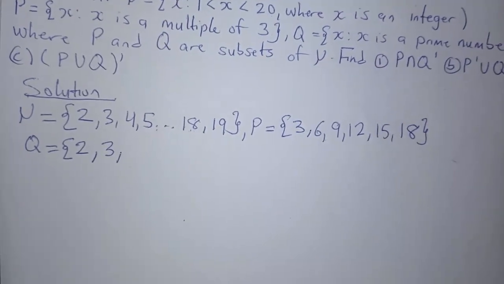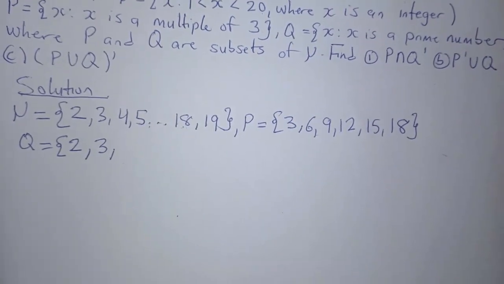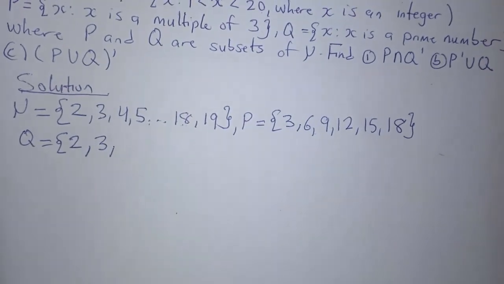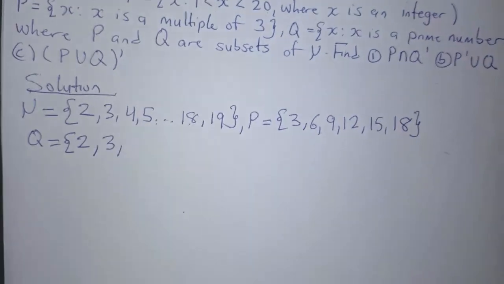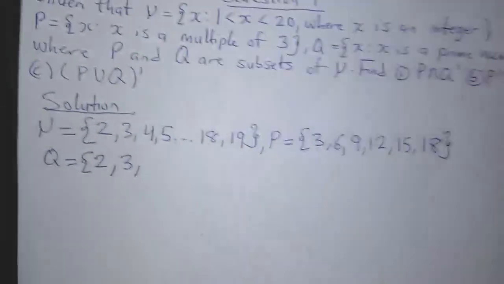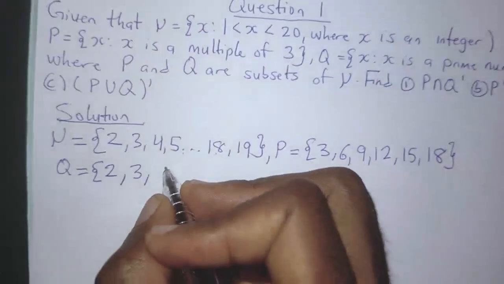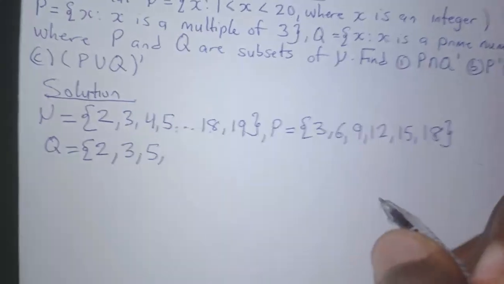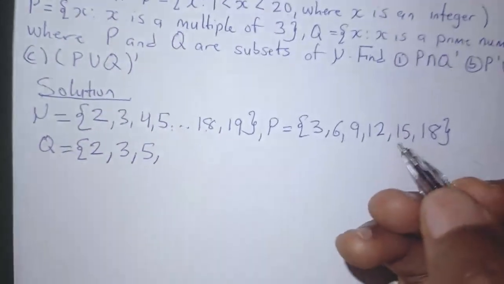1 is a factor of 4. 2 is a factor of 4. 4 is also a factor of itself. So it has 3 factors. That disqualifies it. It is not a prime number. Then we have 5. 5 only has 2 factors, that's 1 and itself. Then 6 is not a prime number.